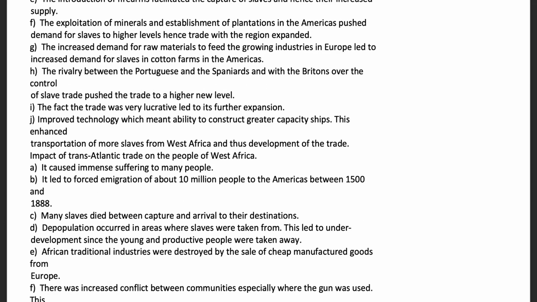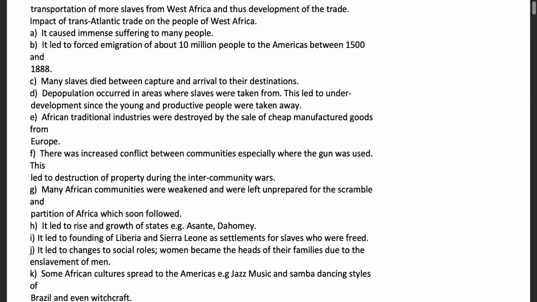I. The fact the trade was very lucrative led to its further expansion. J. Improved technology meant ability to construct greater capacity ships. This enhanced transportation of more slaves from West Africa and thus development of the trade. Impact of transatlantic trade on the people of West Africa. A. It caused immense suffering to many people. B. It led to forced emigration of about 10 million people to the Americas between 1500 and 1888. C. Many slaves died between capture and arrival at their destinations.